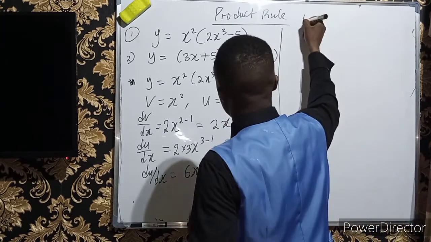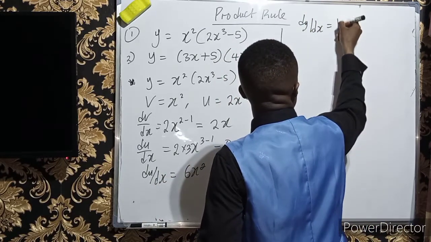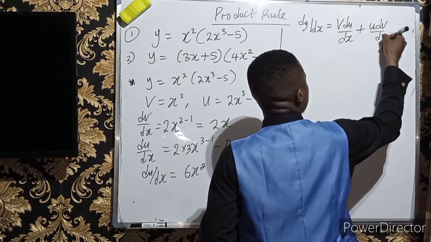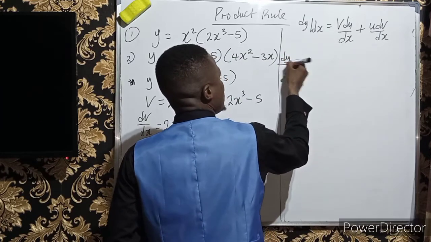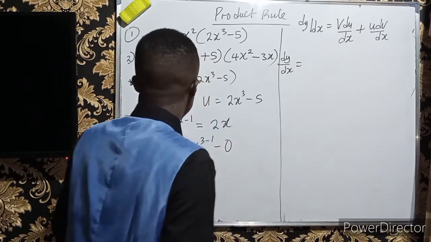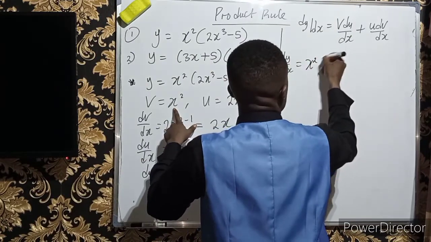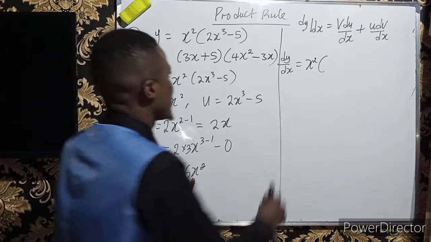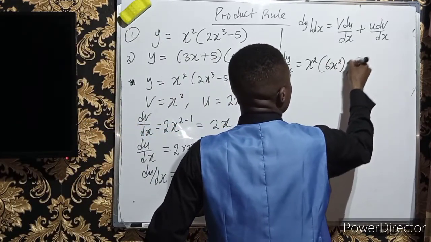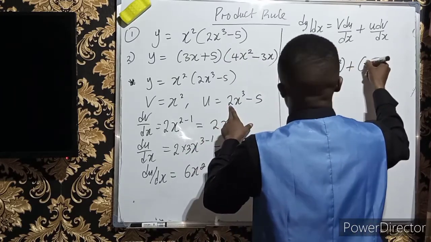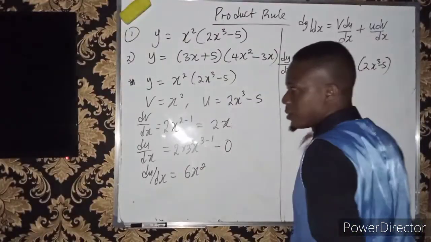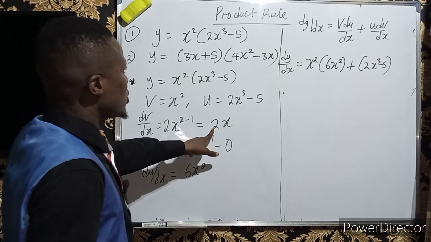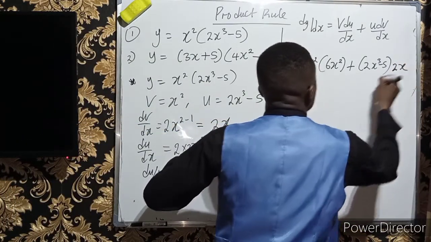Now remember that dy dx for product rule is just v du over dx plus u dv all over dx. Hence, required dy dx will give us v. Our v is x squared, so you write x squared multiplying du dx. Our du dx is just 6x squared, so have 6x squared plus u. Our u is 2x cubed minus 5, multiplying dv dx. The dv dx gave us just 2x, so write 2x here.